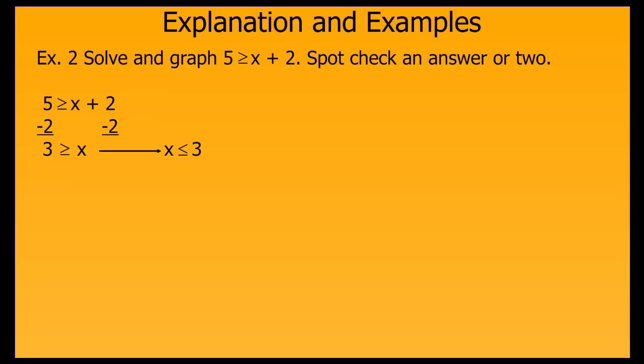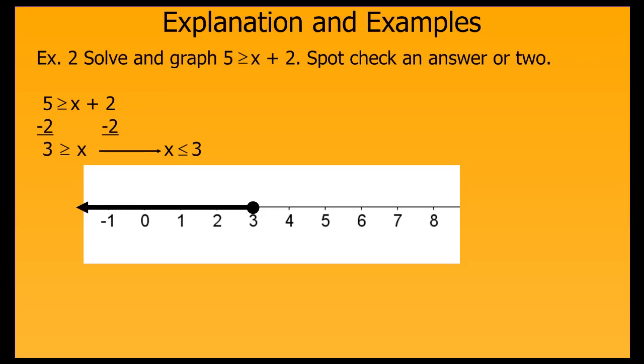If it does confuse you, then take a moment to rewrite it with x on the left side of the inequality. When you do that, notice you have to flip the inequality since we changed sides. Now we can graph it. Closed circle on 3 since it's less than or equal to, then shade to the left.